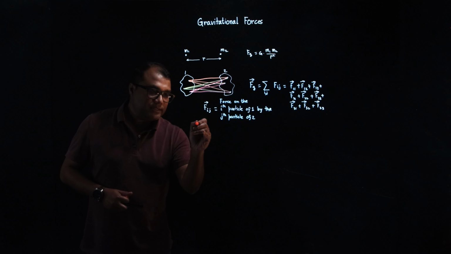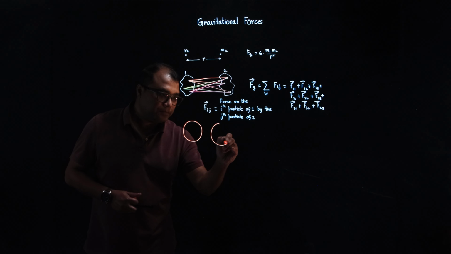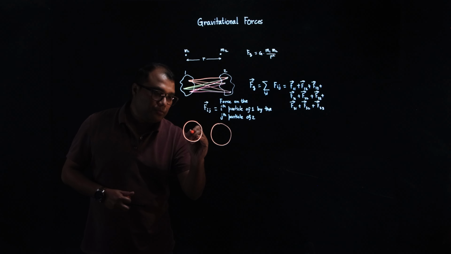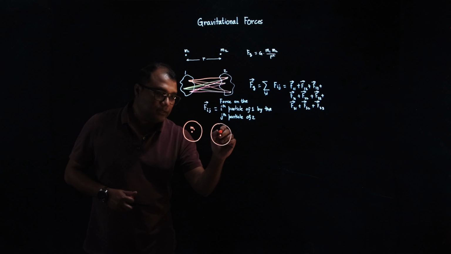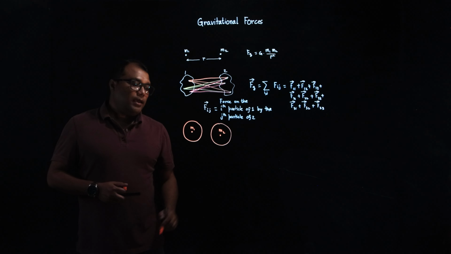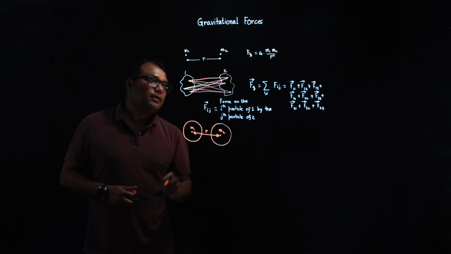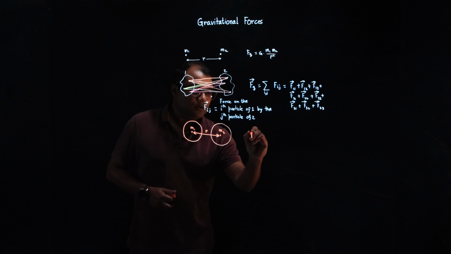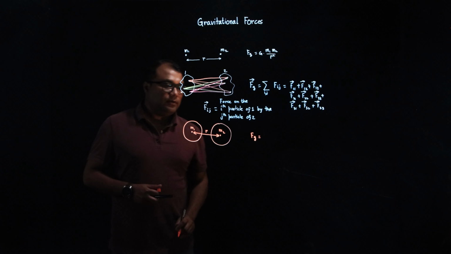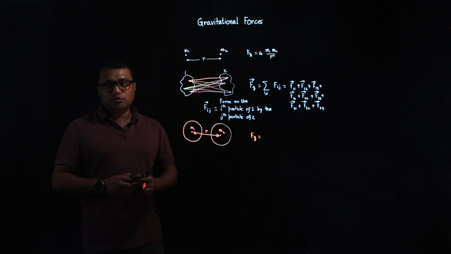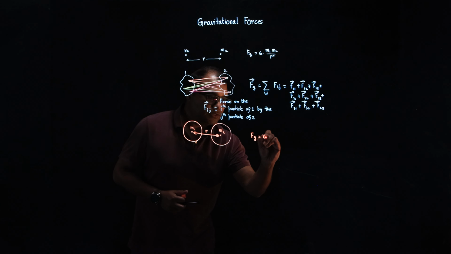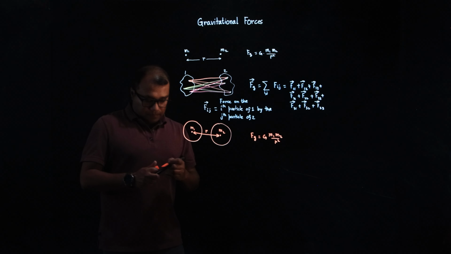For spherically symmetric bodies which do not intersect each other, we can assume that their entire mass is concentrated at the center, and if the distance between the two centers is r, then again the force of gravity between these two spherically symmetric bodies is G m1 m2 divided by r squared.